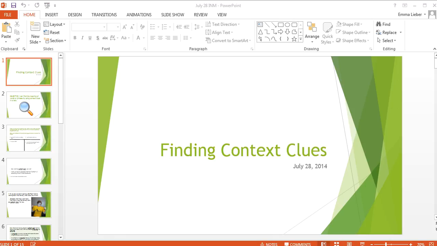Now, there are 4 big types of context clues that we should know about. The first 2 kinds are synonyms and antonyms. A synonym is a word or phrase that means the same thing as another word or phrase. A really great example is saying, I was happy today during English class, or I was joyful during English class. Here, happy and joyful are synonyms. So, what is a synonym?